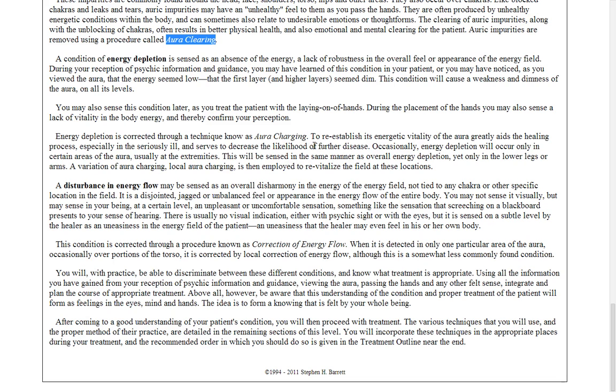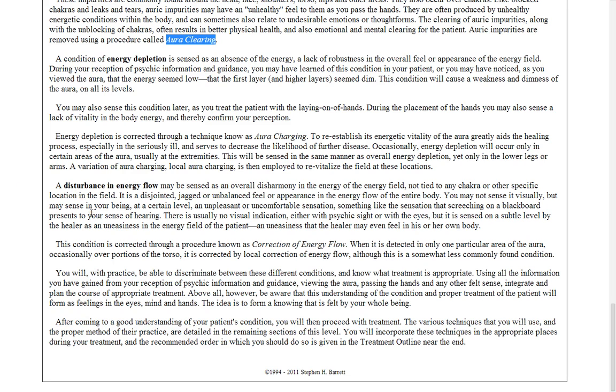To reestablish the energetic vitality of the aura greatly aids the healing process, especially in the seriously ill, and serves to decrease the likelihood of further discomfort. Occasionally, energy depletion will occur only in certain areas of the aura, usually at the extremities. This will be sensed in the same manner as overall energy depletion, yet only in the lower legs or arms. A variation of aura charging, local aura charging, is then employed to revitalize, recharge, reboost the field of these locations.